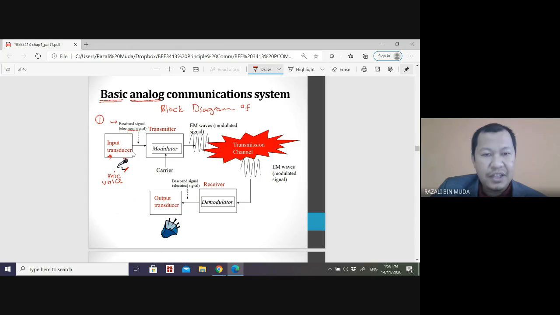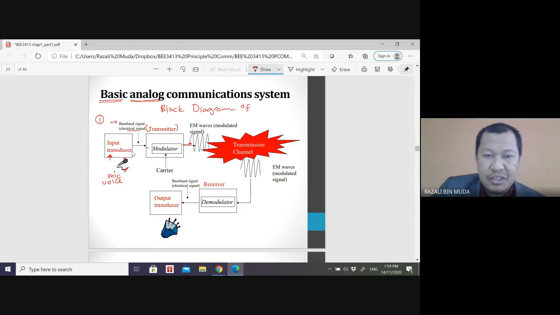After that, it goes to the transmitter. Just now we have already discussed the transmitter. There are a few circuits here. One of the most important components of the transmitter is known as the modulator. The function of the modulator is to modulate the baseband signal and carrier signal. This modulation process happens in the transmitter before it produces a signal that will be transmitted to the transmission channel or the transmission medium.